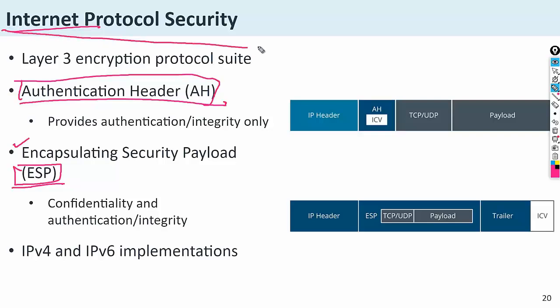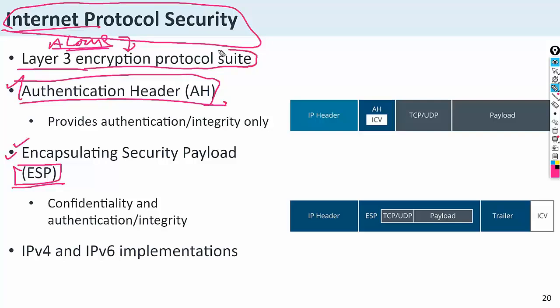So IPSec is not working alone. It requires two protocols: one is AH, another is ESP. So this is the layer 3 encryption protocol suite. Suite means where two or more protocols are used at the same time, known as a protocol suite. So here is a layer 3 encryption protocol.